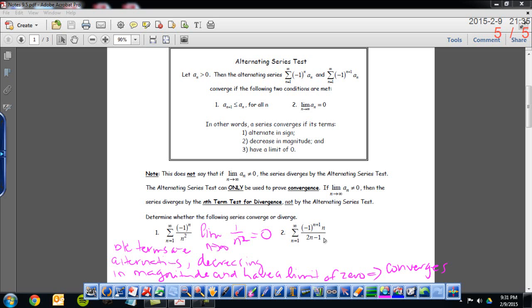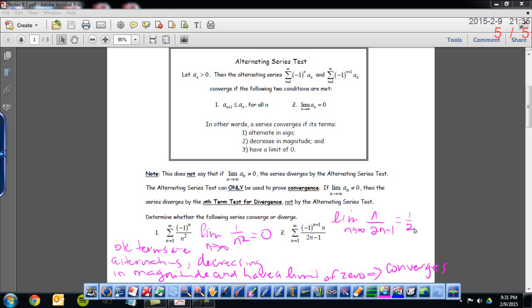Okay, let's look at number 2. Again, we see that it's alternating because of the -1 to the n plus 1. So the first thing we want to do is find the limit as n approaches infinity of the a sub n part. Well, the a sub n part is n over 2n minus 1. And because we're taking a limit as n approaches infinity, and the degree of the top and the degree of the bottom are the same, we can play the coefficient game. So the ratio of leading coefficients is 1/2. So our limit as n approaches infinity equals 1/2.